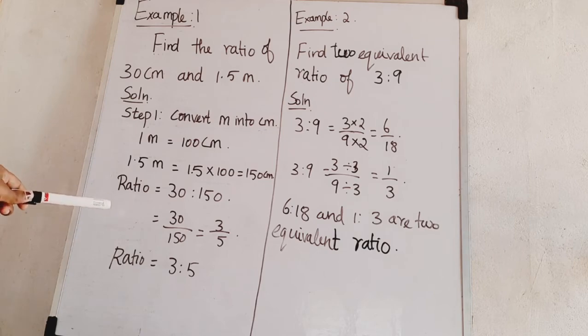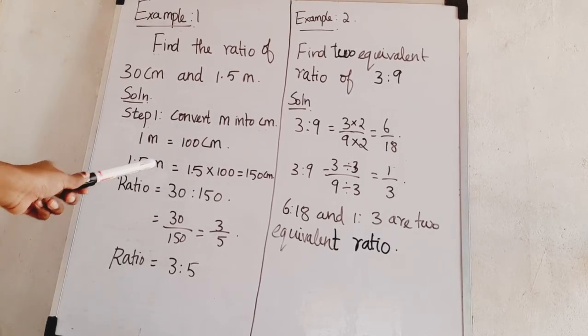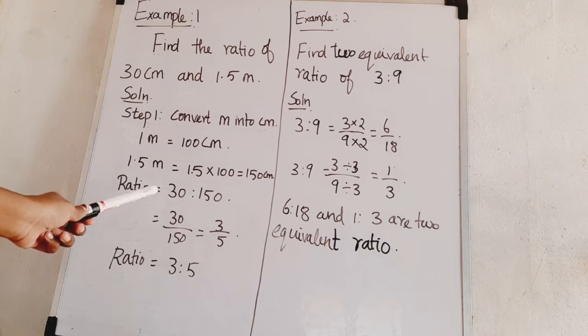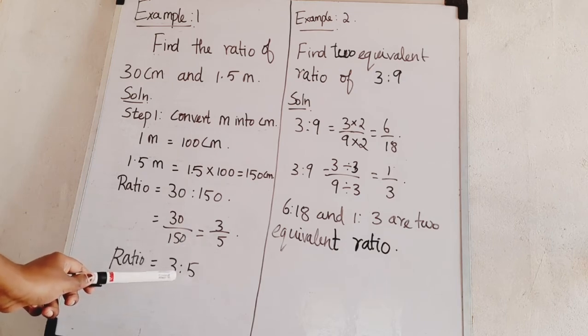Now we can find the ratio and then make it into the simplest form. So 30:150, because both are in the same unit now. So 30/150, after simplifying you will get 3/5. So that is the answer.